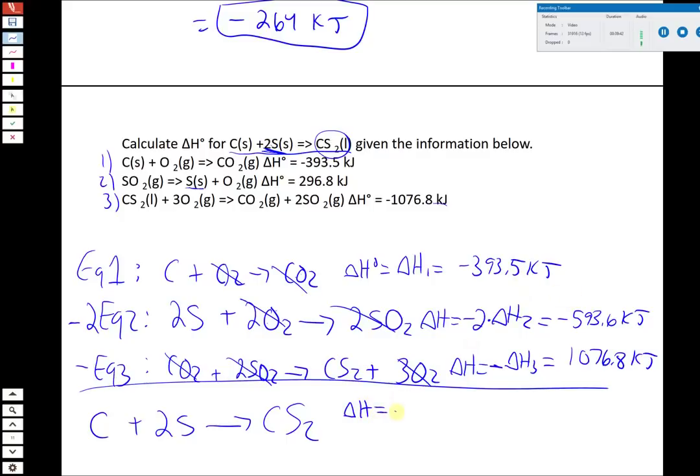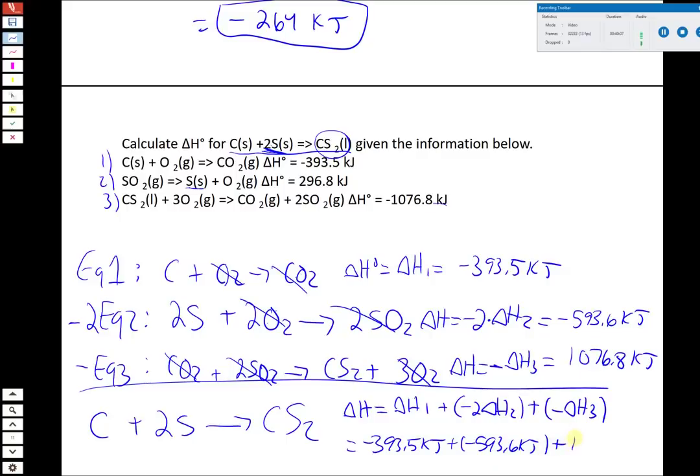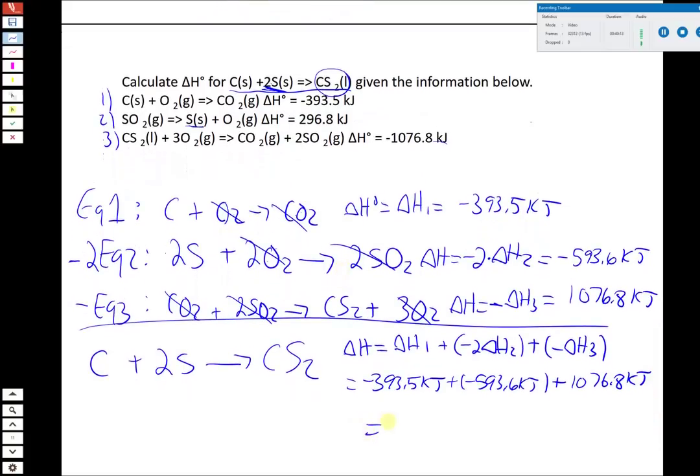Alright, so this matches the equation that we wanted, and the delta H is just going to be the sum of these three. It's going to be the first delta H plus negative 2 times the second delta H plus the negative of the third delta H, which numerically is these three numbers. So it's going to be minus 393.5 kilojoules plus minus 593.6 kilojoules plus 1076.8 kilojoules. And I think this question was multiple choice, but the number you would have wanted to pick then is, I think, positive 89.7. Let me make sure that's right. Yes, positive 89.7.